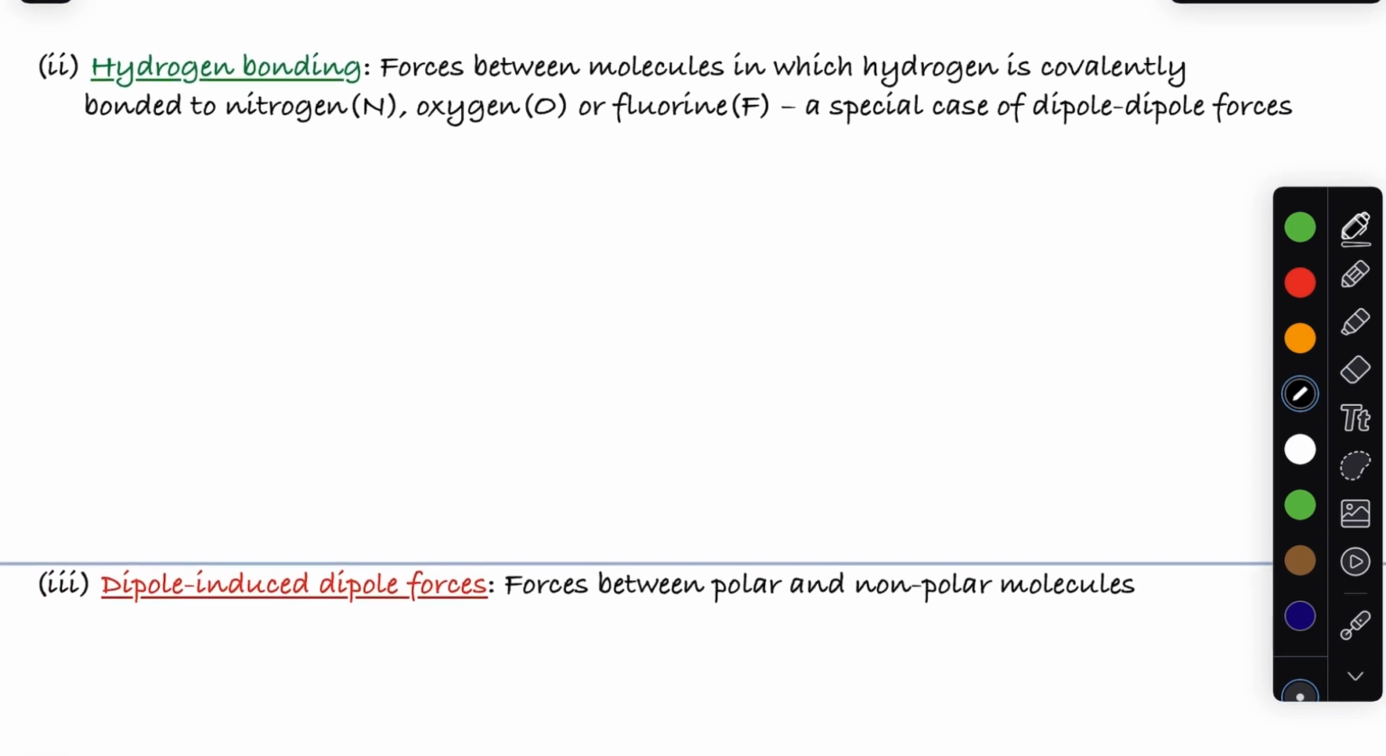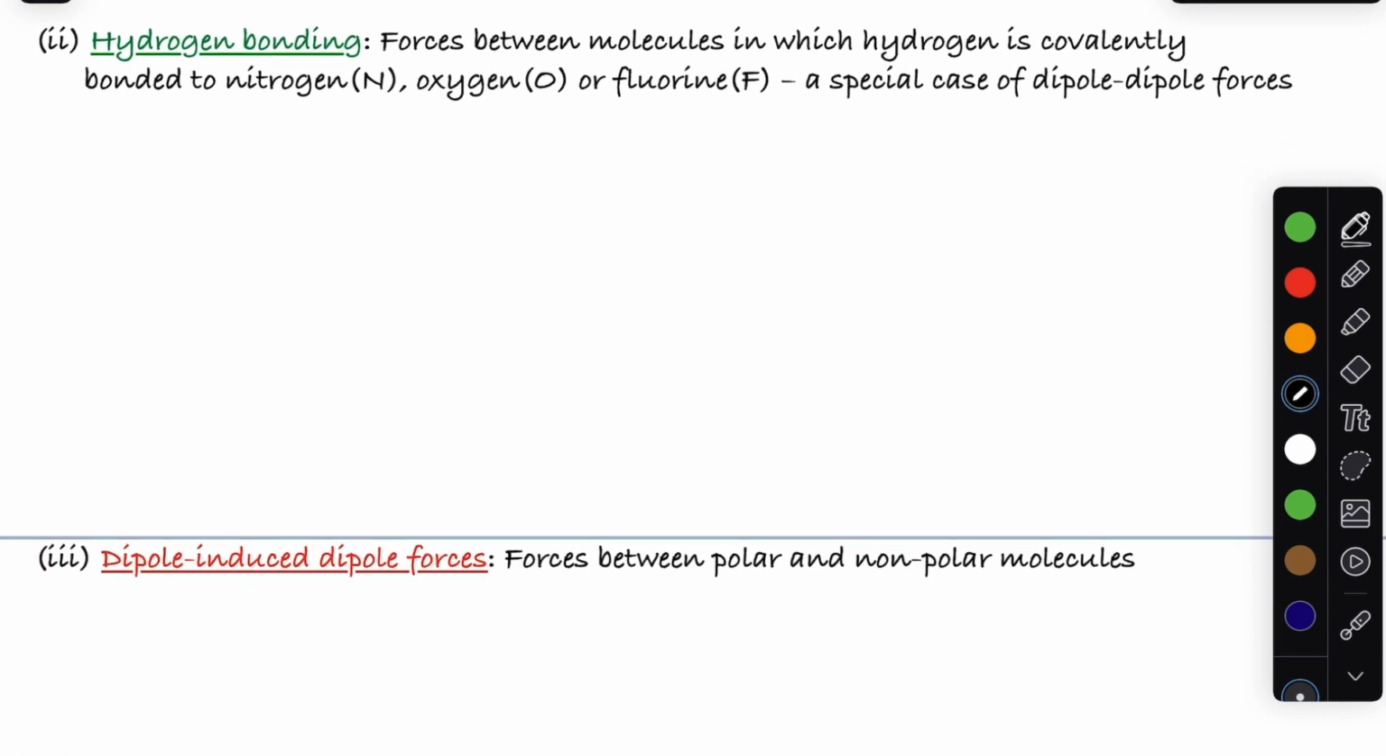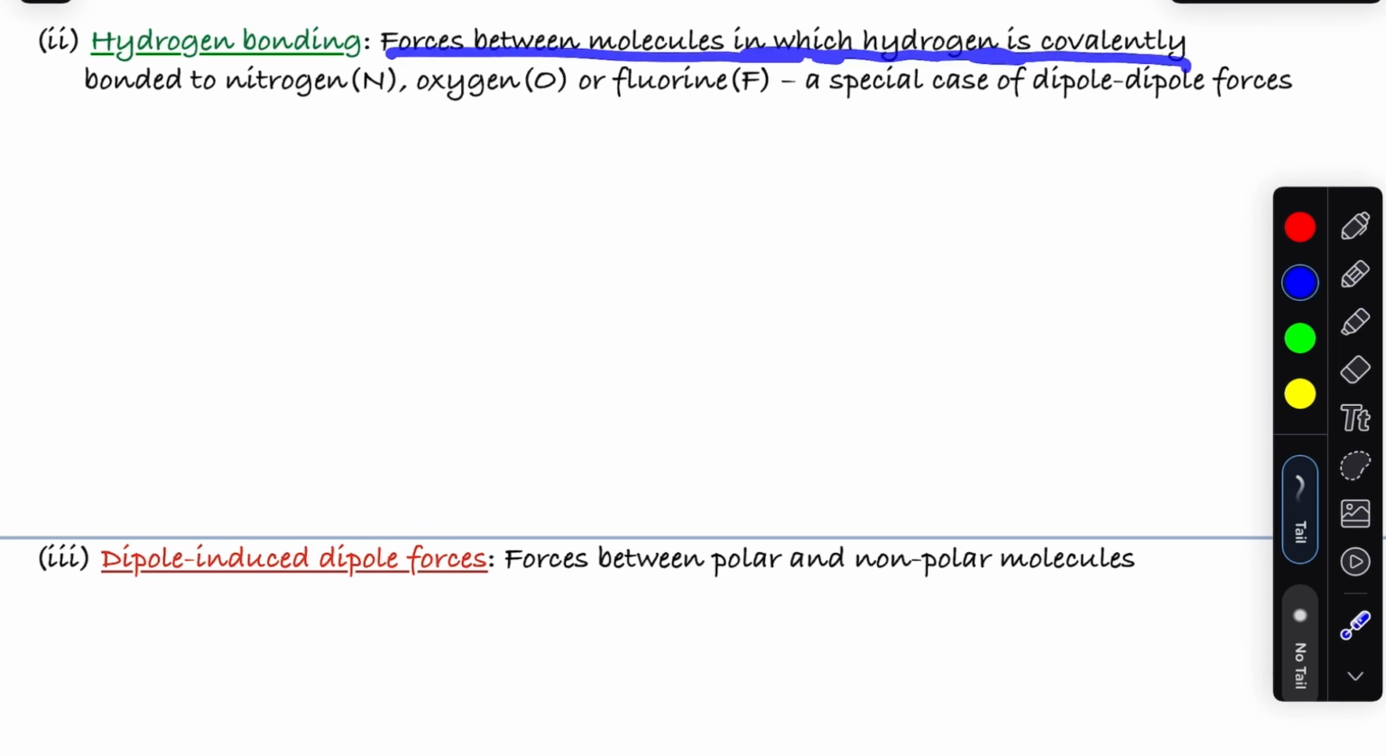Now, let's look at hydrogen bonding. Hydrogen bonding is a force between molecules in which a hydrogen is covalently bonded to nitrogen, oxygen, or fluorine. It's a specific case, a special case of dipole. So hydrogen bonding, guys, is the force that occurs between the hydrogen of one molecule and another molecule. It has to have N, O, or F, one of the small, highly electronegative atoms.